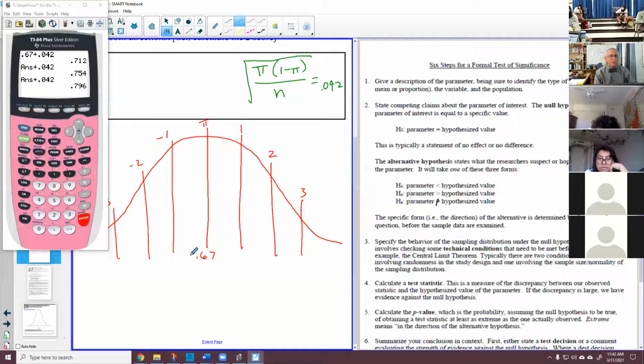So I have 0.712, 0.754, and 0.796. And then going the other way, I have 0.67 minus 0.042, minus 0.042, minus 0.042, and I have 0.628, 0.586, and 0.544.